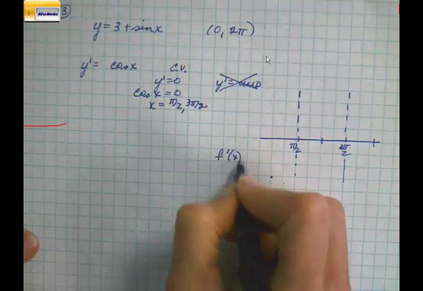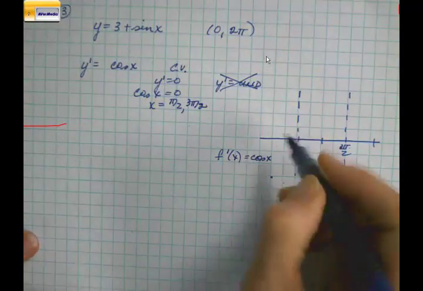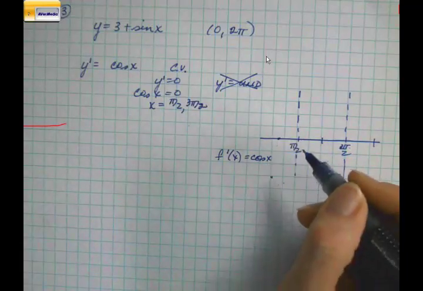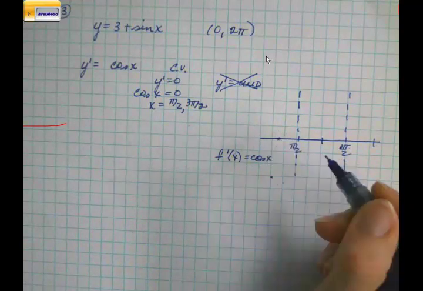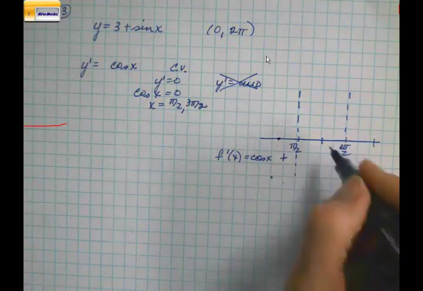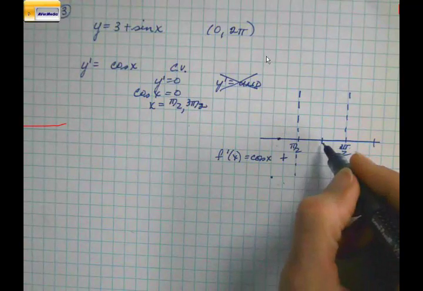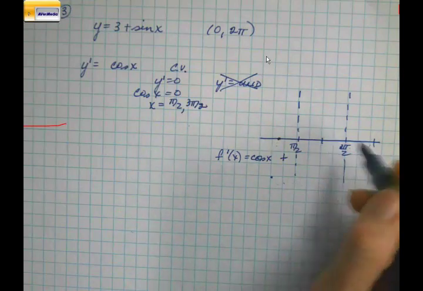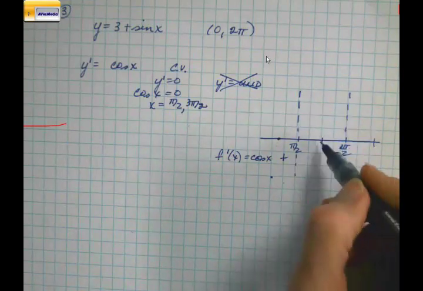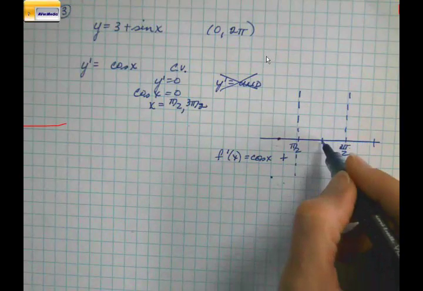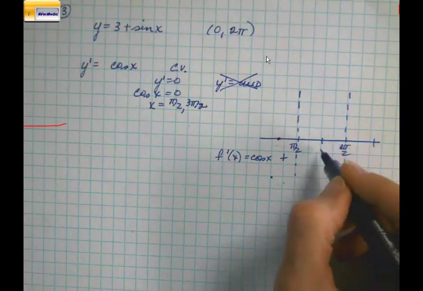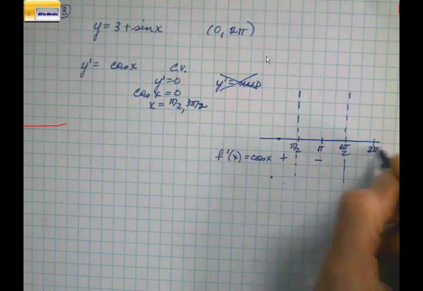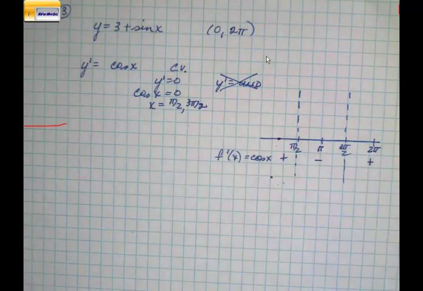Okay, so your first derivative is cosine x. If you pick, say, pi fourths, cosine of pi fourths is square root of 2 over 2, which is positive. If you pick pi, it's negative over here. Cosine of pi is negative 1, which is negative. And then if you pick 2 pi, cosine of 2 pi is positive 1, which is positive.